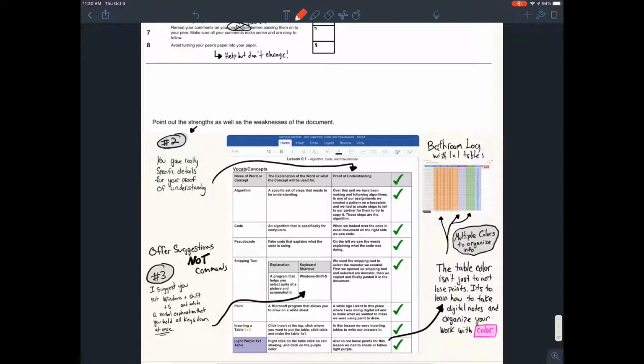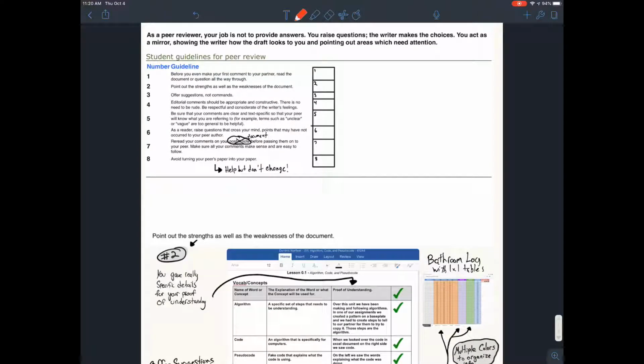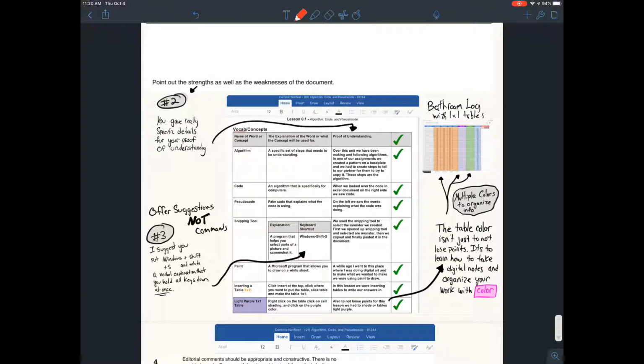So the second thing that you guys are going to be doing when peer reviewing is point out not just strengths, but also the weaknesses of the document, this little note right over here. So in order to point out the strengths and the weaknesses, I over here for number 2 wrote that you gave really specific details for your proof of understanding.